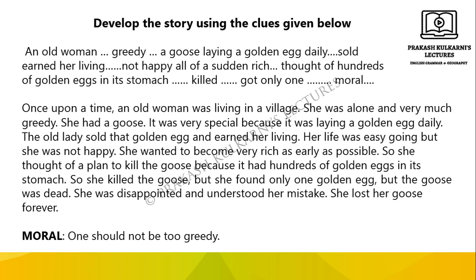So she thought of a plan to kill the goose because it had hundreds of golden eggs in its stomach. So she killed the goose, but she found only one egg, one golden egg, but the goose was dead. She was disappointed and understood her mistake. She lost her goose forever. The moral of the story is one should not be too greedy.